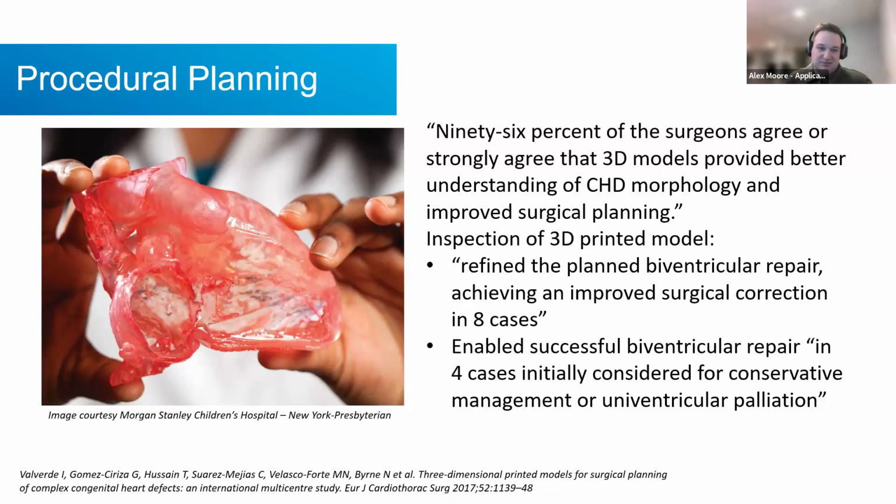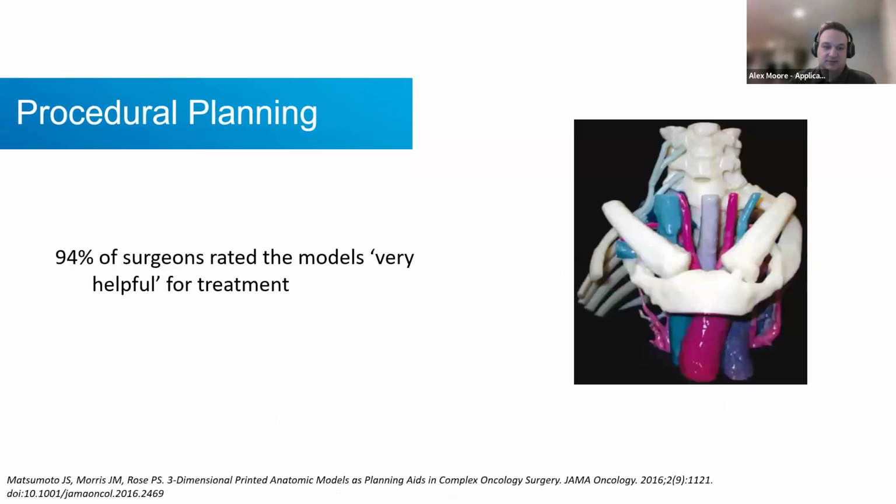One of the biggest applications they're using is procedural planning. In this study, they found that 96% of surgeons agree that these 3D models help them understand the patient's anatomy before going into an operation. In this specific case, they were looking at congenital heart deformities. Whether different chambers are swapped or there are holes between chambers, being able to physically see that before they go into the operating room is always quite beneficial.